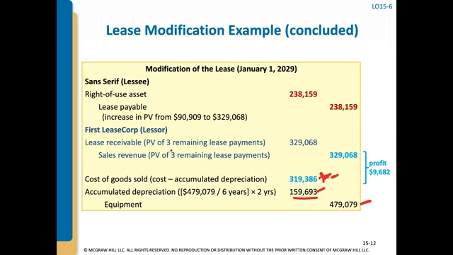So now, when you look at the income statement effect of these two journal entries for the lessor, there are sales of $329 and cost of goods sold of $319. So there's going to be a profit of $9,682 as a result of this lease modification on the books of the lessor.